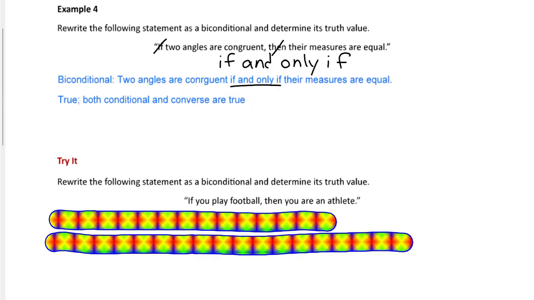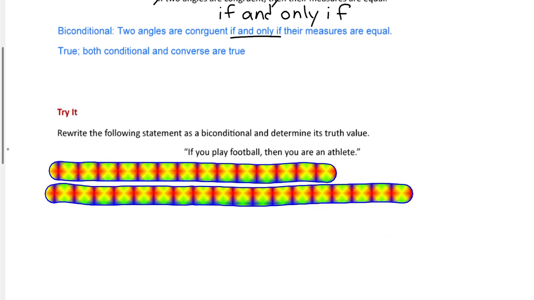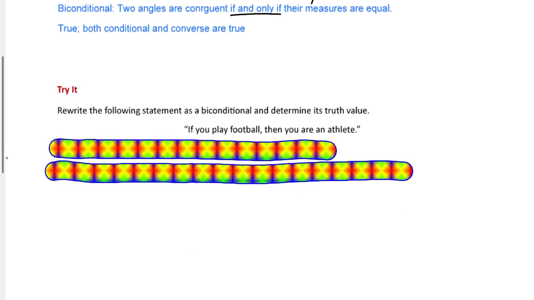And how is this true? It is because the conditional, if 2 angles are congruent, then their measures are equal, is also true. And then if I stated the converse, it would also be true. So if I made that backwards, if their measures are equal, then they are congruent. Well, that's true as well. So we're testing its truth value from the converse and the conditional statements. All right, let's go to our next one here.